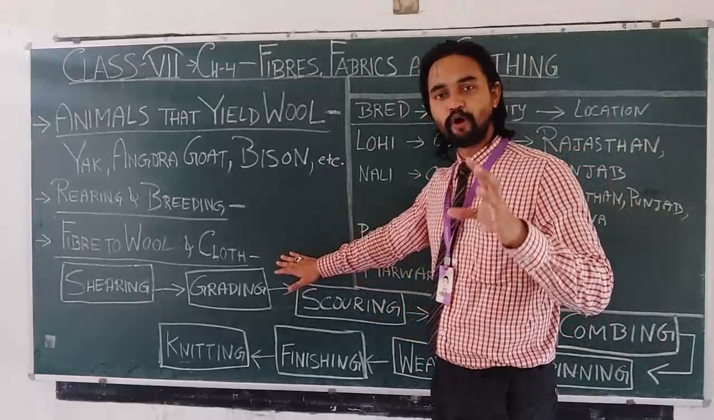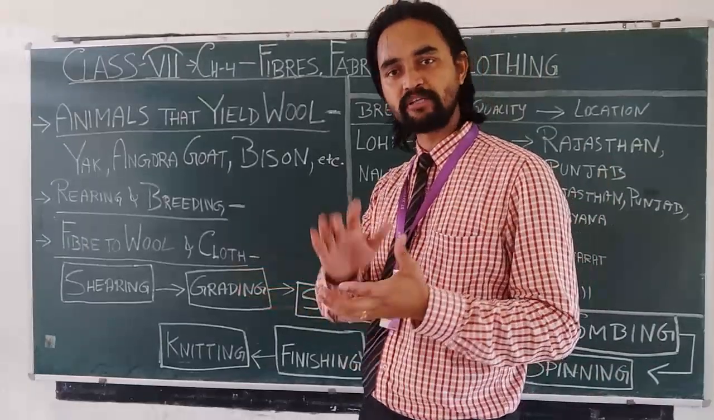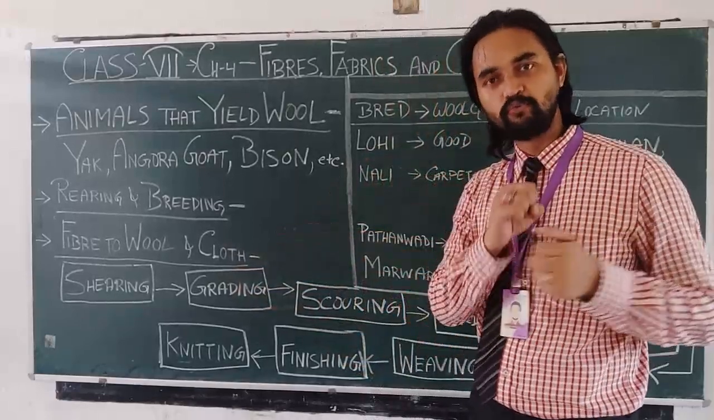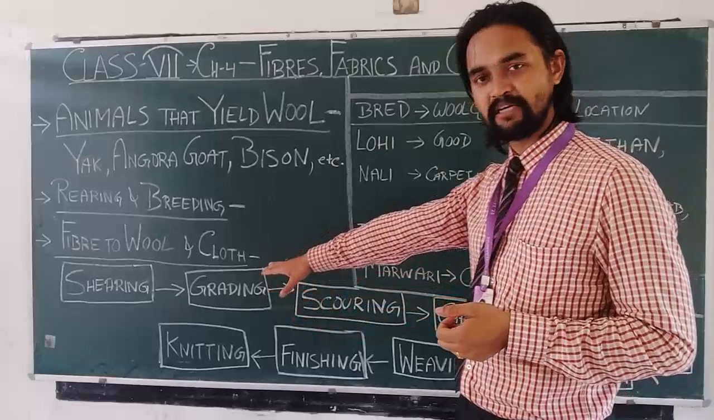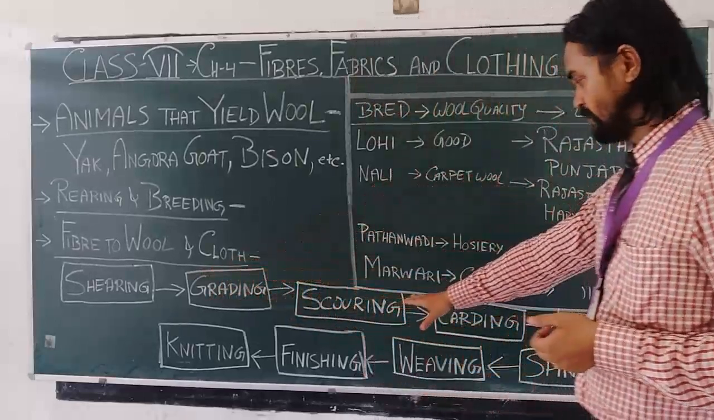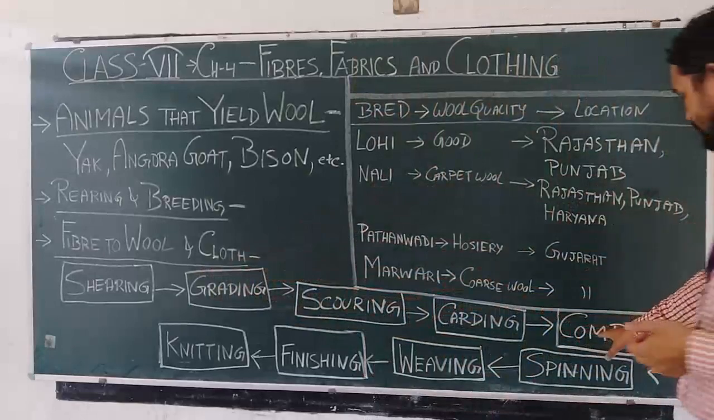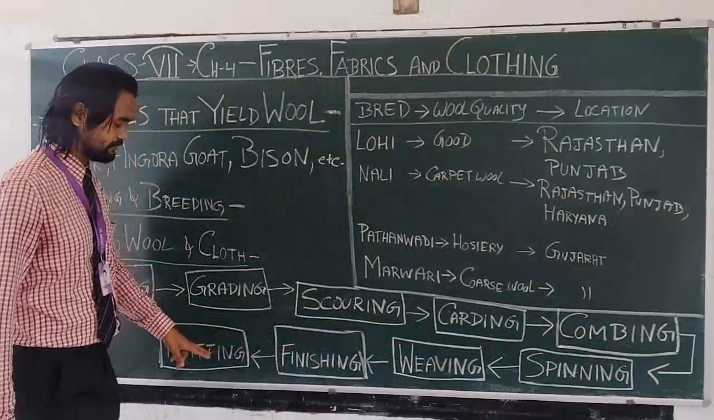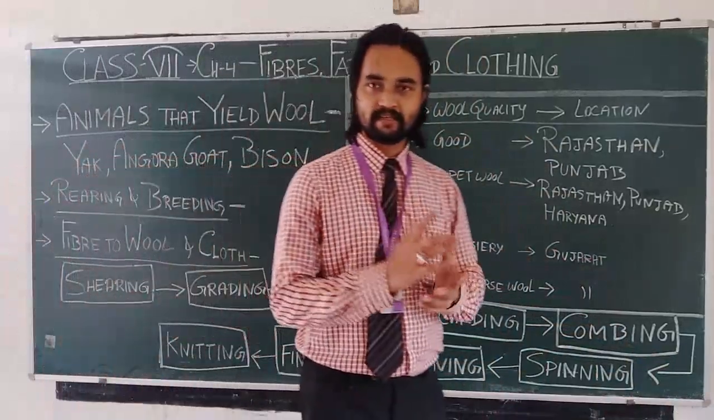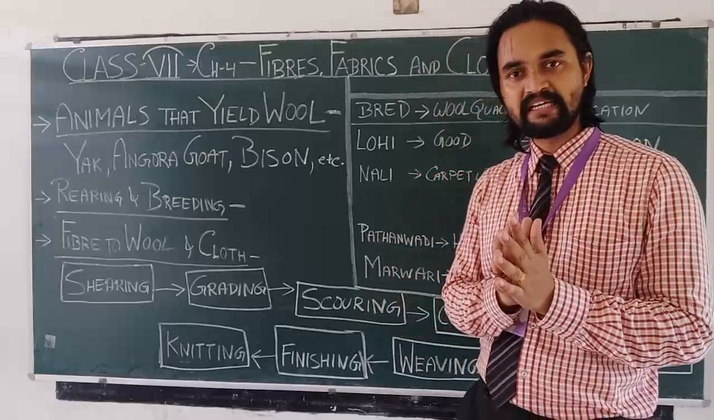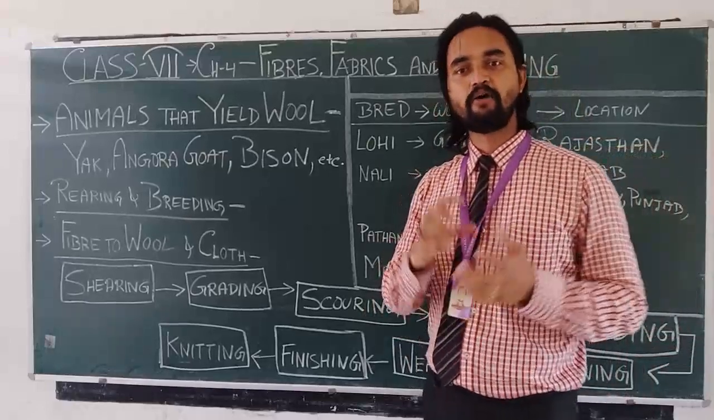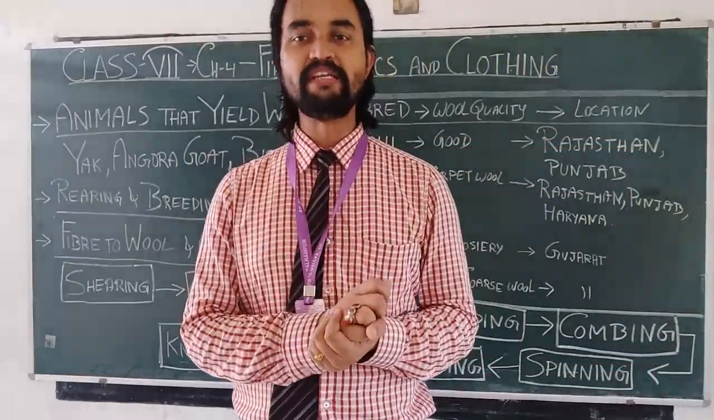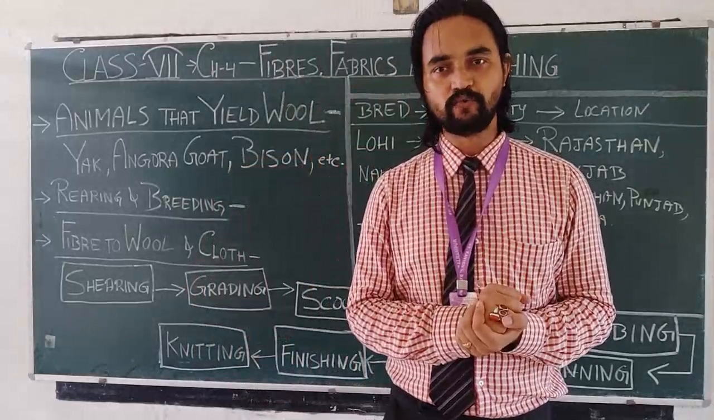Next is the process used for preparing clothes from wool. So the various steps are shearing, grading, scouring, carding, combing, spinning, weaving, finishing and ultimately knitting. By all these steps, we completely and successfully prepare the woolen garments that we use in winters to keep our body warm.